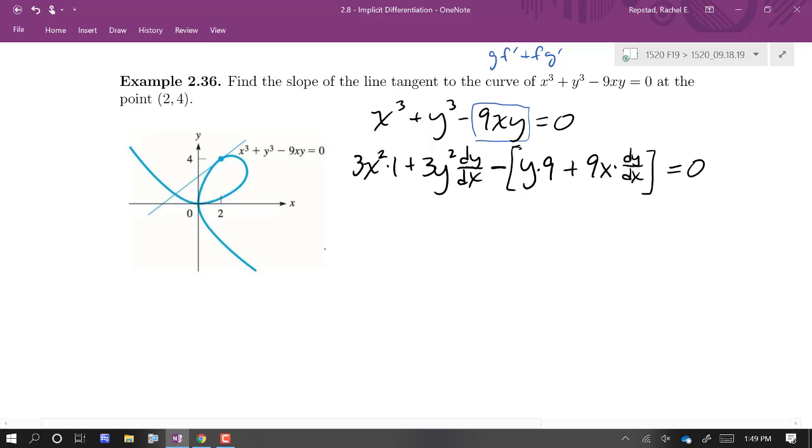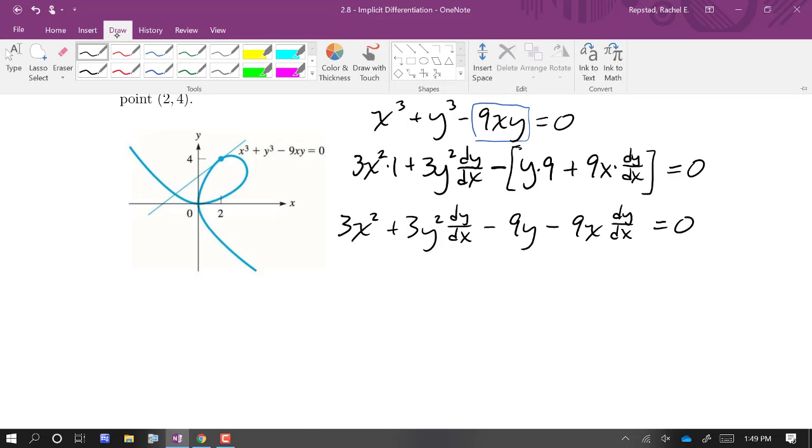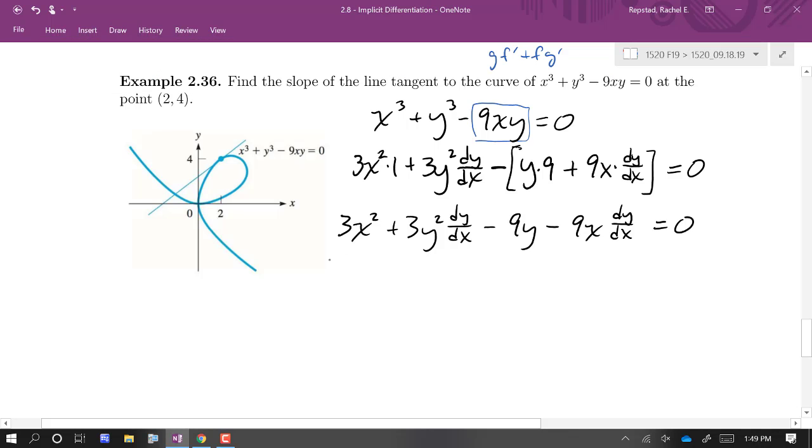Now I'm going to clean things up a little, distribute that negative. So now I have an equation with dy/dx in it. That's awesome. dy/dx is what I want to find, and if I have an equation with it, then we can use algebra to solve. What would you do first? And 9y, yeah, subtracting, so add 9y.